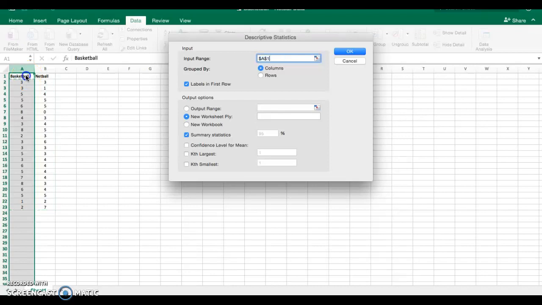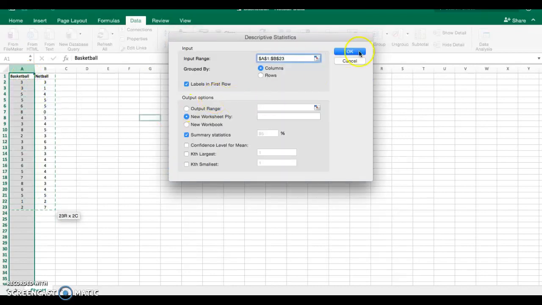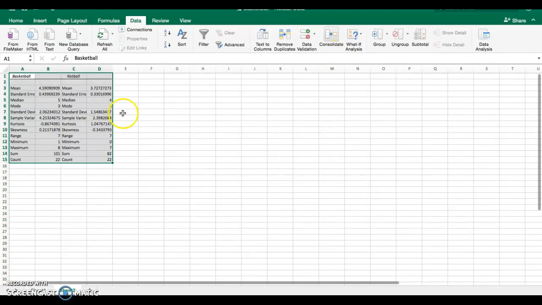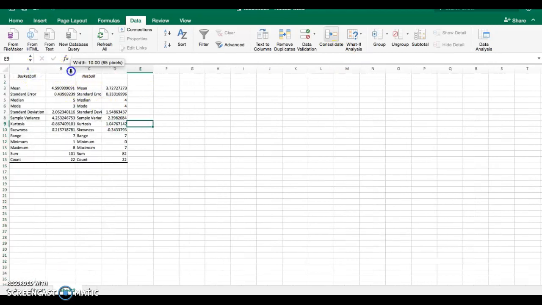Okay, so I'm then going to highlight these two columns here and then press OK. Make sure labels in first row is ticked to ensure that the labels are involved in the data. Okay, so this has then brought me to another sheet, which I'm just going to rename descriptive statistics.